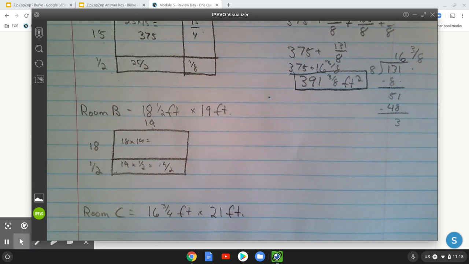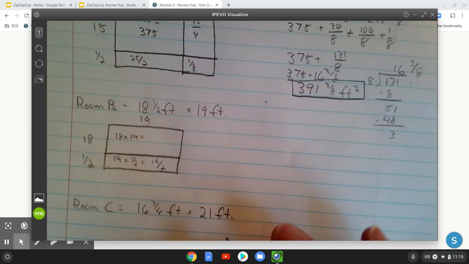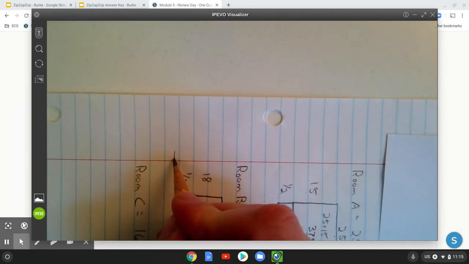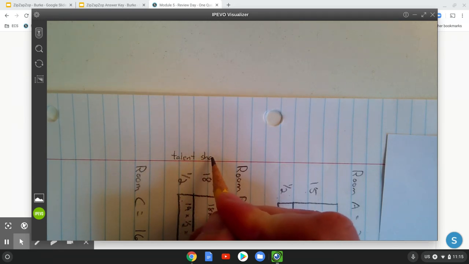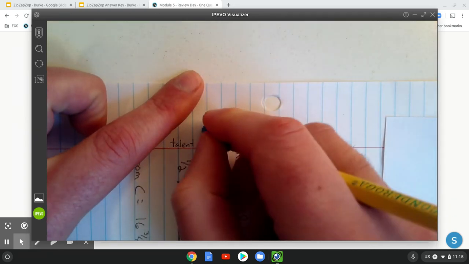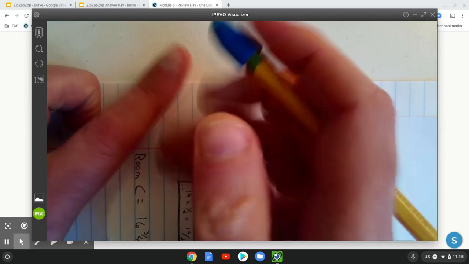The secret word, by the way, is talent, as in talent show, the 1 minute talent show. The 1 minute talent show is this Friday at 11:30.